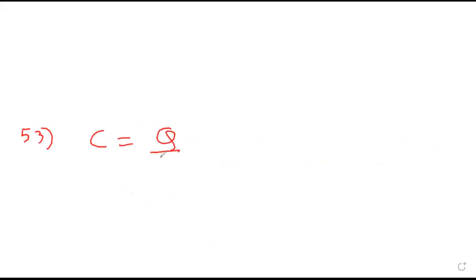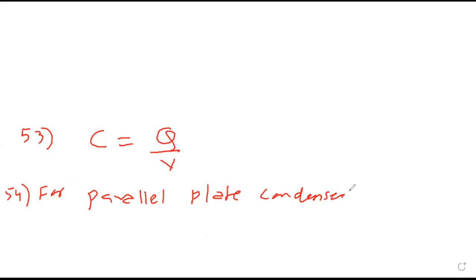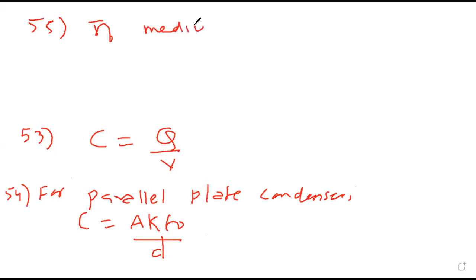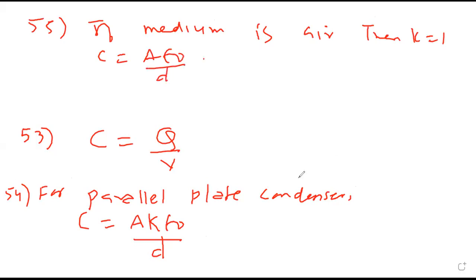Capacity general is Q by V. For parallel plate condenser, C equals to A K epsilon naught by D. If medium is air, then K equal to 1. So C will become A epsilon naught by T.